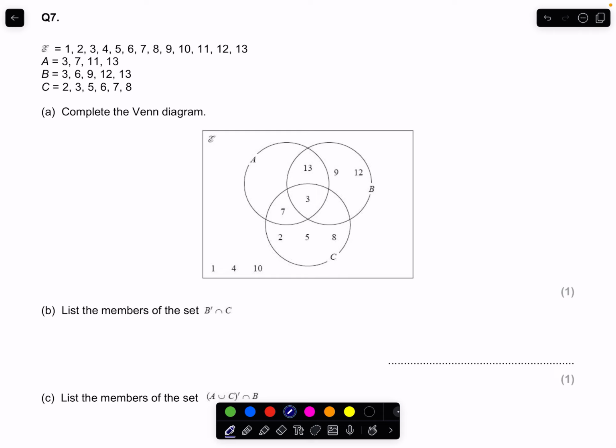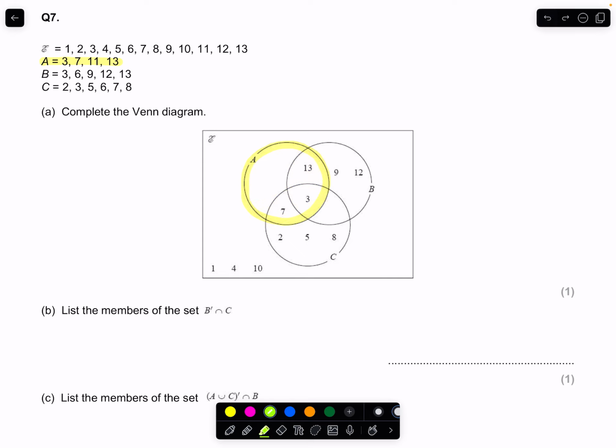Question 7. We've been given the universal set as the numbers 1 through 13, so only 1 through 13 are the numbers that we care about. We have set A as being 3, 7, 11 and 13. I'm just going to highlight that region here in yellow, so everything in here we should have 3, 7, 11 and 13. Hopefully we can identify immediately that one of those numbers is missing that we need to put in the Venn diagram.